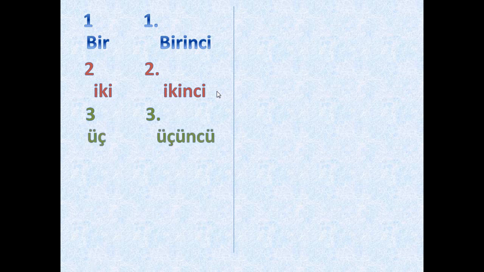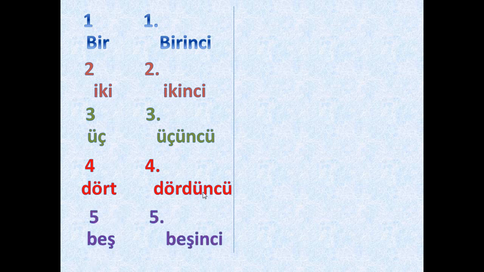Üç, üçüncü. Like three, the third. Okay. Dört, dördüncü. Like four and the fourth. Beş, beşinci. Five and the fifth.